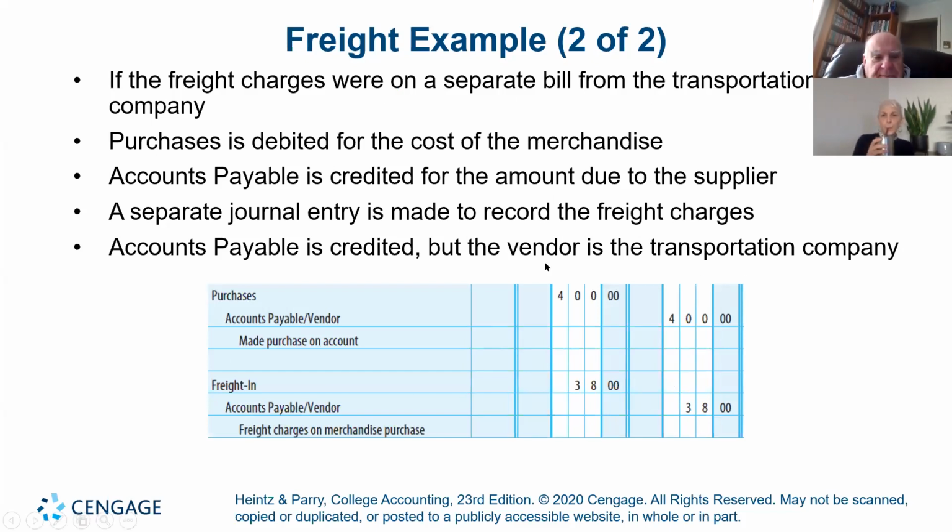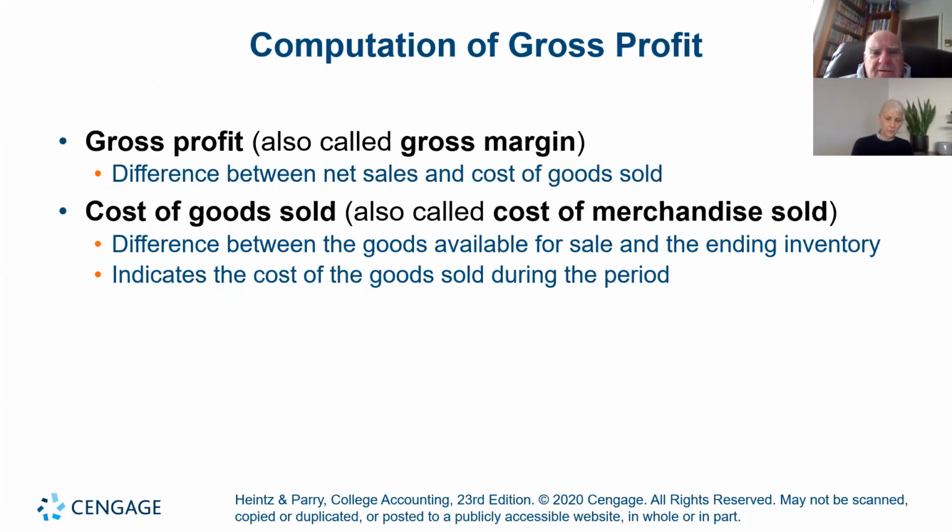So here we go. We made the purchase on account, 400. We have the same debit to freight in, but it was just that it was from a different company. That's all. In the first example, the seller put the freight on his invoice. Here, it was a separate freight company that billed us directly.